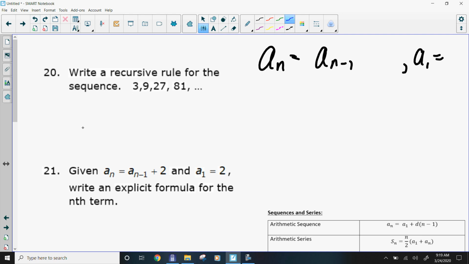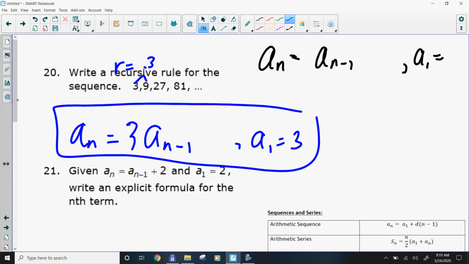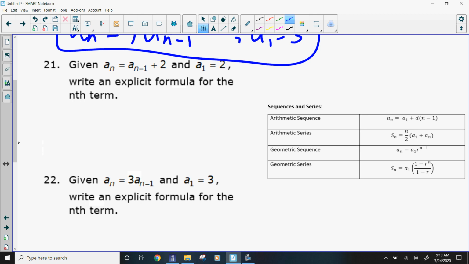So without even looking at the problem, I can start off like this. And then I know my first term already is 3. Now we've seen this one already. This is times 3, so that means it's r, and r just goes in the front. So we put 3 in front, and there's our answer. Pretty easy, pretty straightforward. The next one says, given this formula, and here's the first number, write an explicit formula.